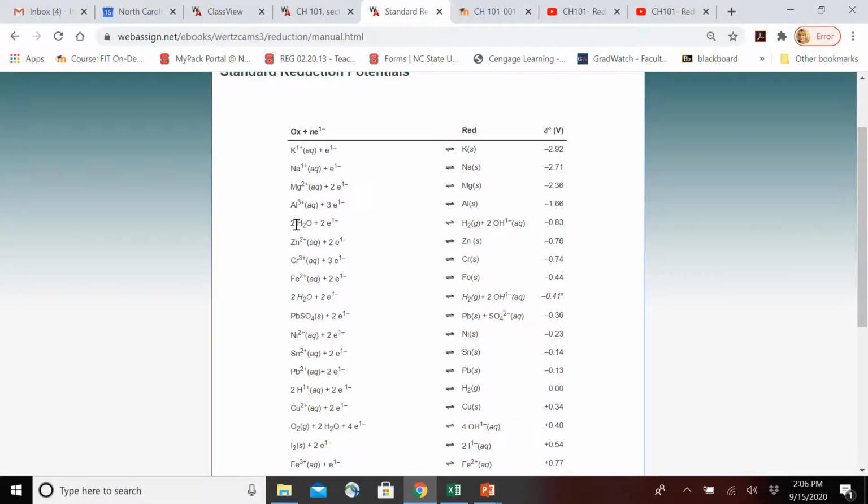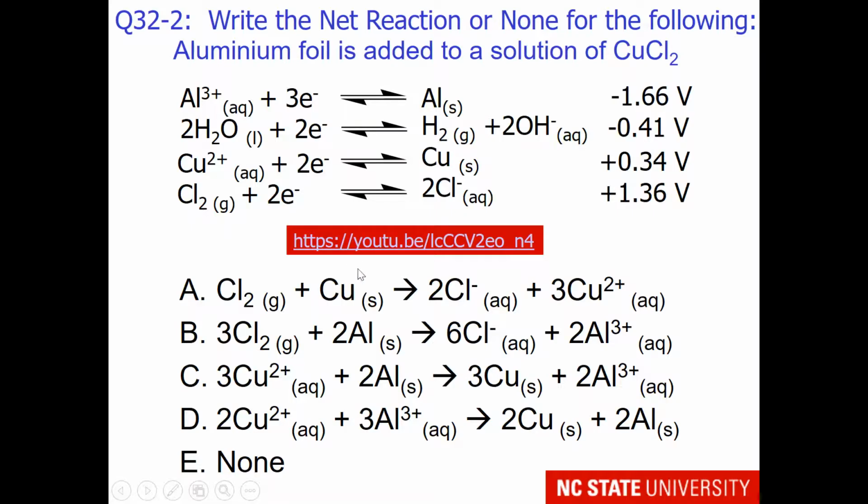So as you get into more advanced chemistry courses, you'll realize that the reduction potential changes as the pH changes. For this particular reaction, we're going to use water at neutral pH 7. To help you decide if a reaction occurs, let's watch this video.